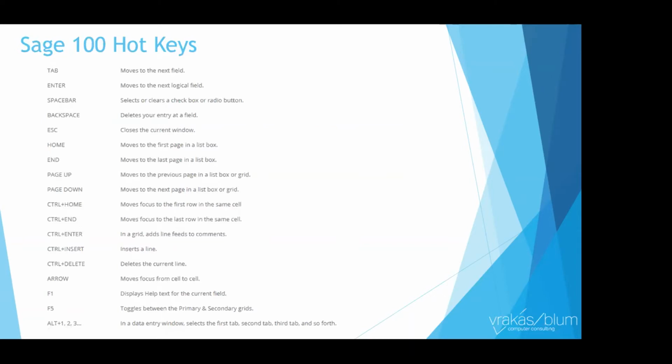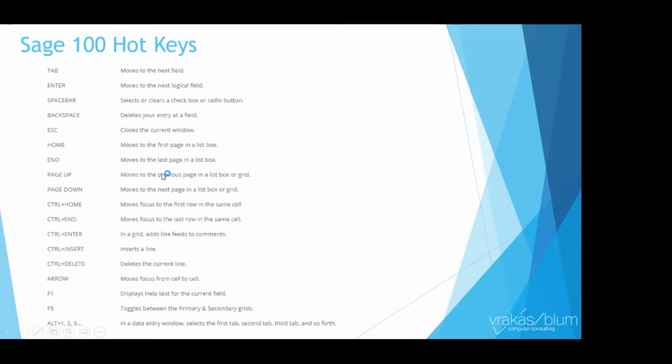Another very exciting screen here, Sage 100 hotkeys. But if you don't know the hotkeys, you don't get to take advantage of just using your keyboard for all of your data processing. Some of these are pretty straightforward. Tab and enter, moving you to the next field or the next logical field. Spacebar, which clears a checkbox or radio button.